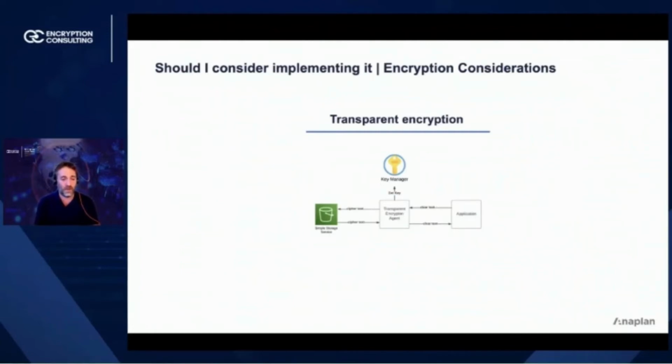If you access it directly, you just see cipher text. You see encrypted data. And to pull the data, the agent pulls the data on behalf of the application, runs the decryption, and then gives back clear text to the application. So why is it good?